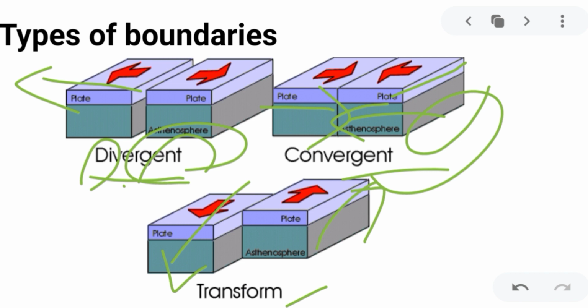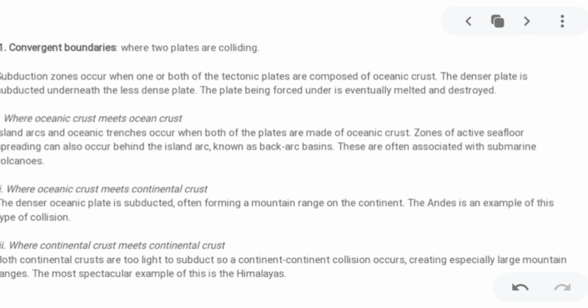When we talk about plate boundaries, these are the edges of a continental plate. These are the edges in which there will be a divergence or convergence. Kapag nagbanggaan, they will decide whether there will be a divergence or convergence or transform boundaries. Okay, so let us start with convergent boundaries. So, this happens when two plates are colliding.